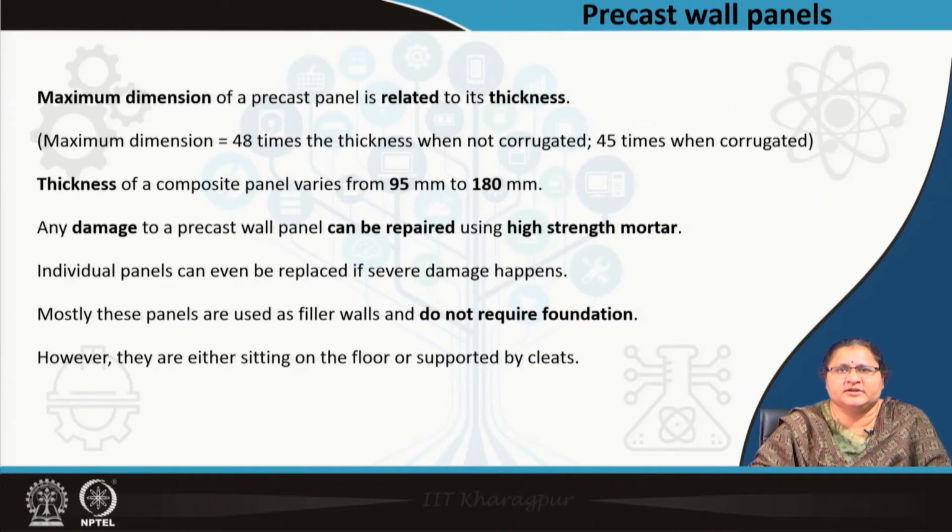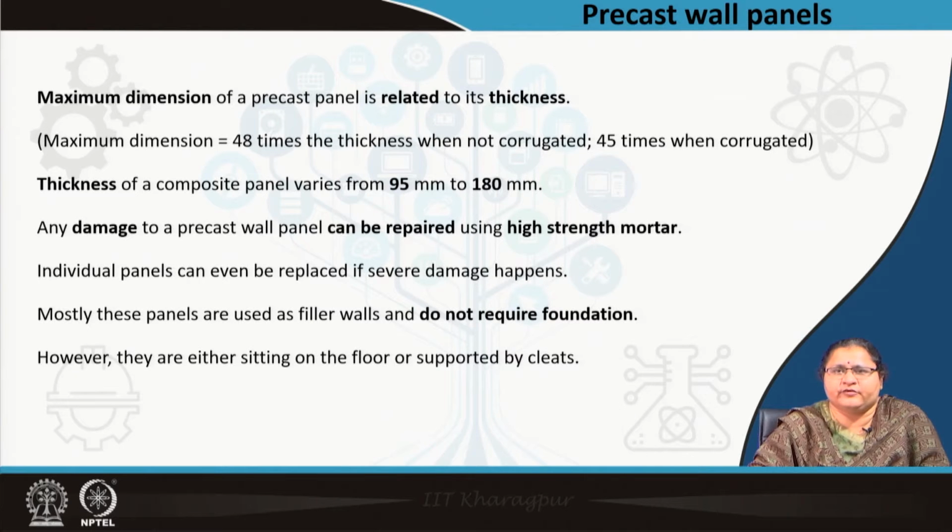These are in dimension related to their thickness. If you are planning for something very thin, 45 times of that will become the thickness when it is flat. If you have corrugations, it will be 45 times when it is corrugated, and this is kind of thumb rule. So, if you have some 30 millimeter thickness, so 30 cross 48 will become the size or available dimension. Usually the composite panel varies between 95 to 180 millimeter.